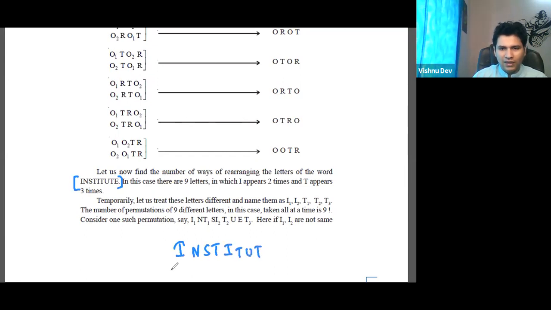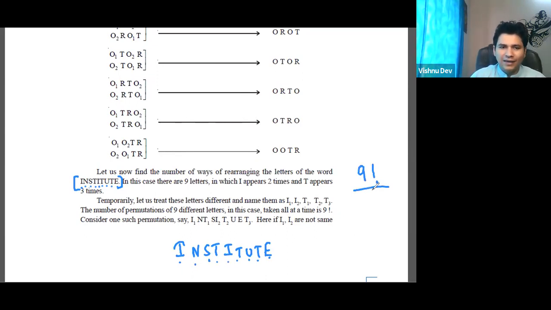INSTITUTE, इंस्टीट्यूट, कितने वर्ड्स बनेंगे? कितने पहले अल्फाबेट्स हैं? 1, 2, 3, 4, 5, 6, 7, 8, 9. 9 अल्फाबेट्स हैं, तो 9 फैक्टोरियल होने चाहिए, yes or no? हाँ सर.